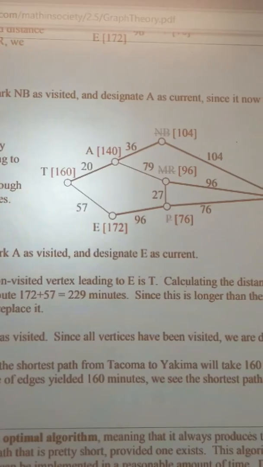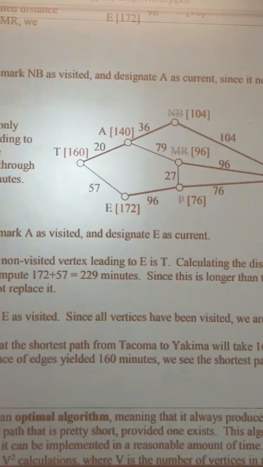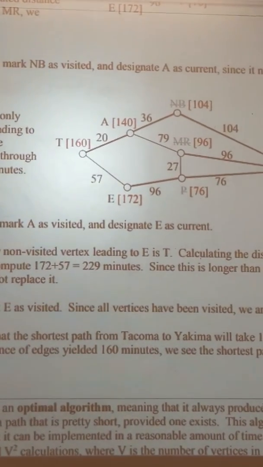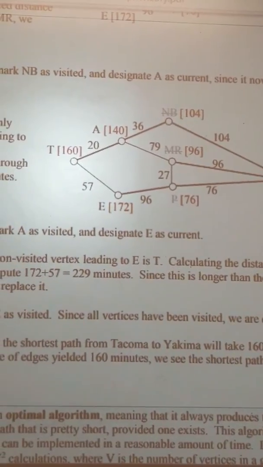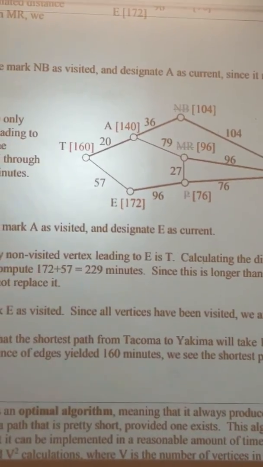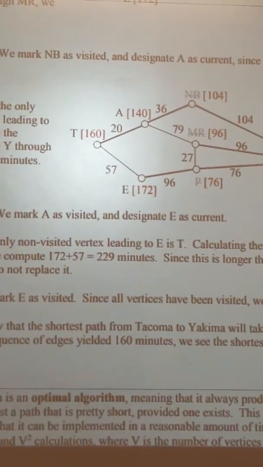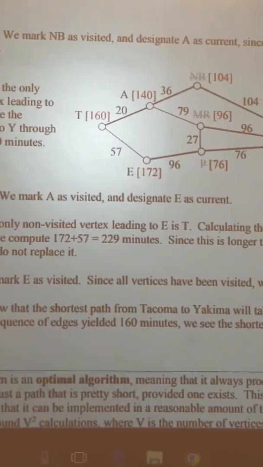So from all of that, we come up with the shortest path from Tacoma to Yakima will take 160 minutes. You go from Tacoma to Auburn to North Bend to Yakima. Okay.